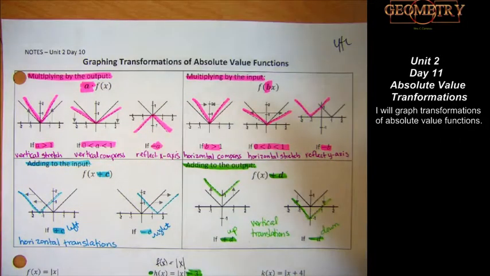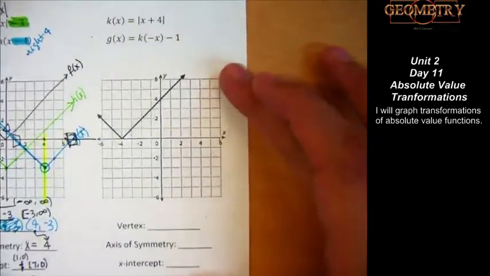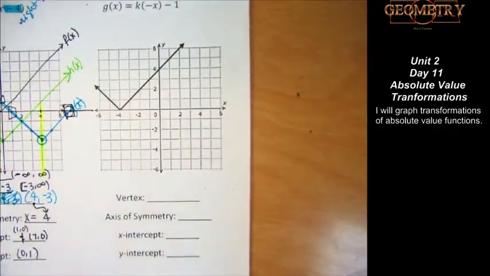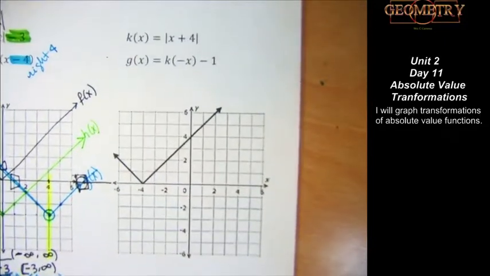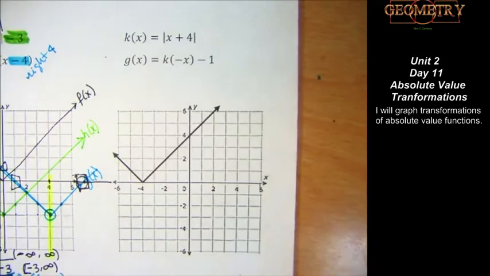So here's what we've been working on the past few days. We've been graphing the transformations of absolute value functions, and we looked at it in a very graphical way. I'd like us to warm up by completing the notes and finishing out this one example. This was yesterday's notes, and we're just going to finish it out.